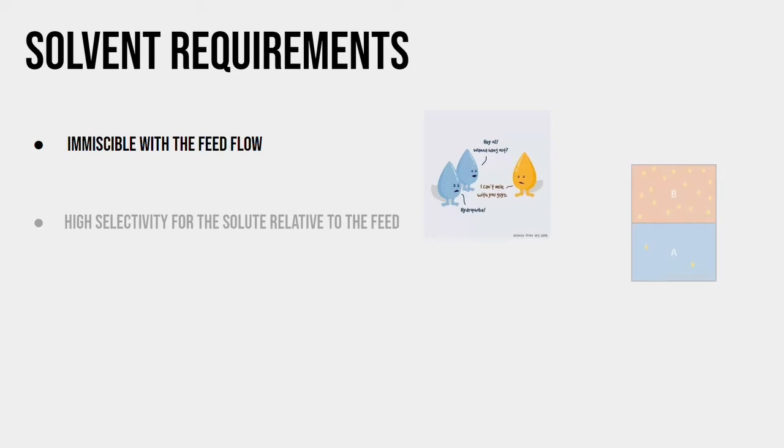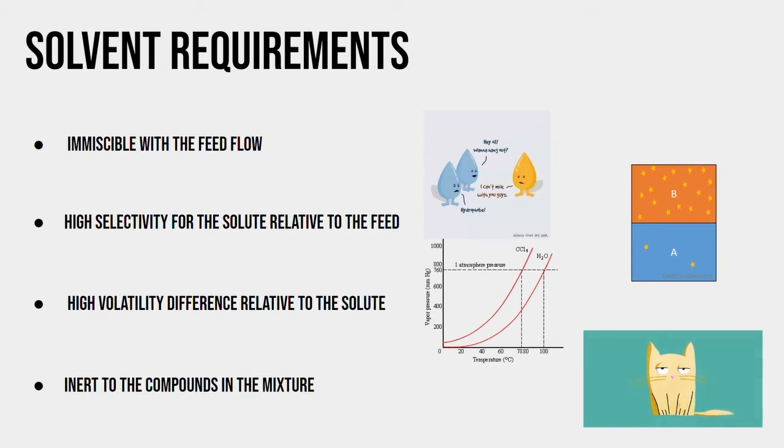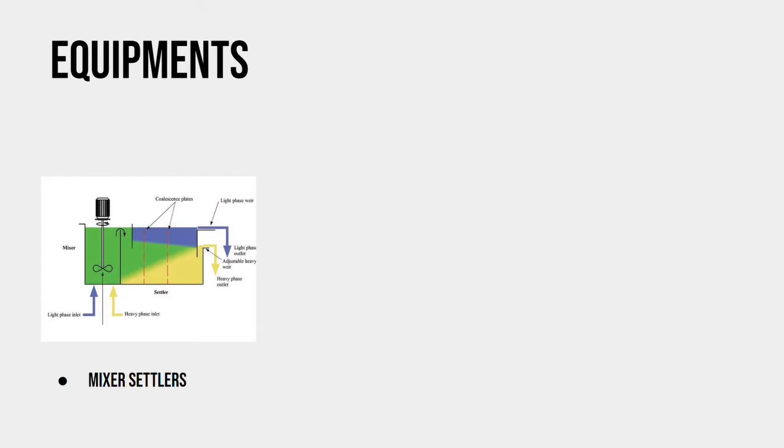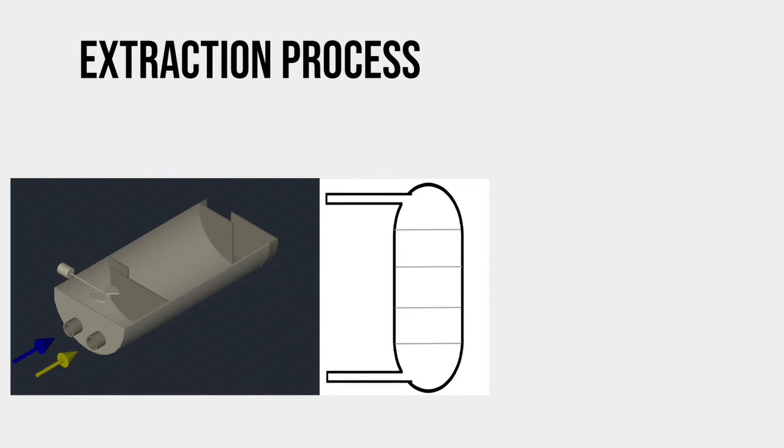The solvent that is to be used needs to meet these requirements: immiscible with the feed flow, high selectivity for the solute relative to the feed, high volatility difference relative to the solute, inert to the compounds in the mixture, and so on. Once the solvent is selected, we proceed to choose the equipment needed. Some of them are mixer settlers, spray columns, plate columns, and so on. And finally, when all those parameters are chosen, the process looks like this.